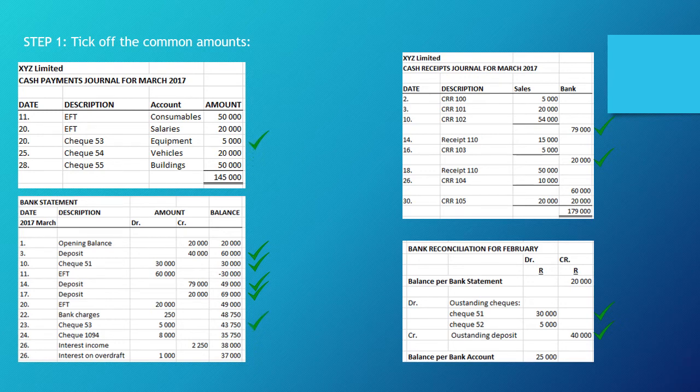We also have amounts from our cash payments journal of 5,000 Rand for equipment, which matches off in our bank statements, as well as the 20,000 Rand EFT for salaries. The following amounts I've highlighted as missing amounts that haven't been matched off against our bank statements. This includes, for example, check number 52, which is still outstanding, as well as another deposit from the 30th of March from the cash receipts journal, as well as various payments, as well as possible amounts that we still need to record in our cash payments journal or cash receipts journal that have been recorded on the bank statement but not in our accounts.